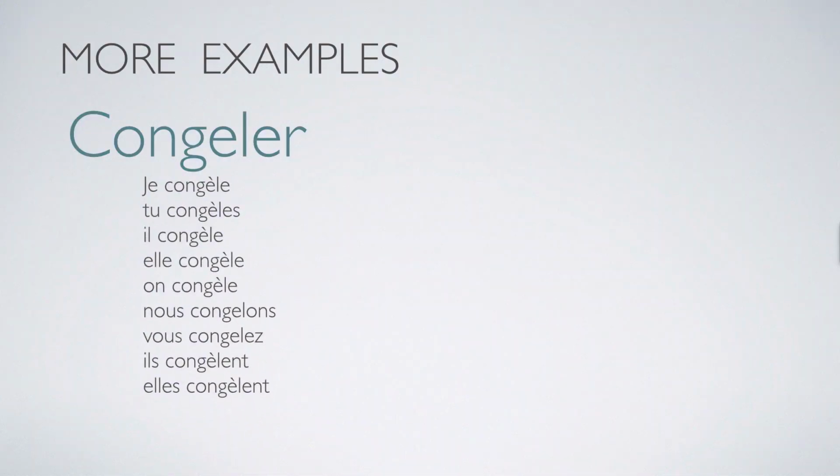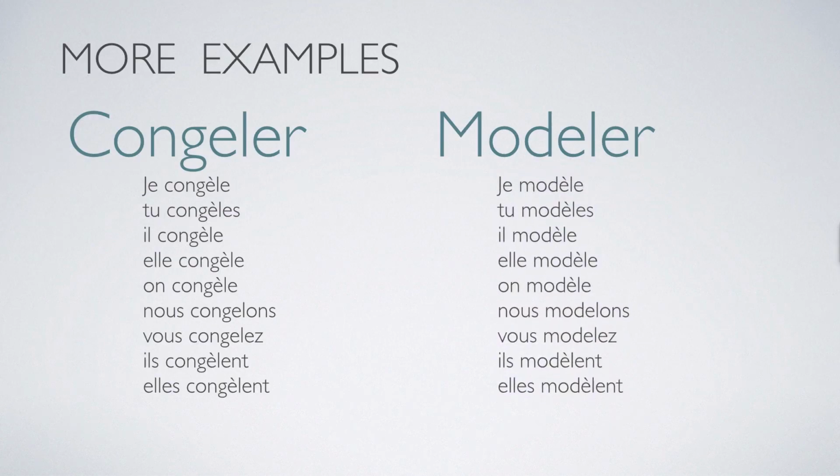In this category, we've got also several verbs like congeler, to deep freeze. Je congèle, tu congèles, il congèle, elle congèle, on congèle. Nous congelons. Vous congelez. Ils congèlent, elles congèlent. Modeler, to model or to shape. Je modèle, tu modèles, il modèle, elle modèle, on modèle. Nous modelons. Vous modelez, ils modèlent, elles modèlent.